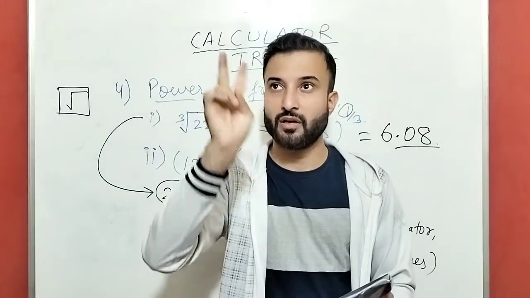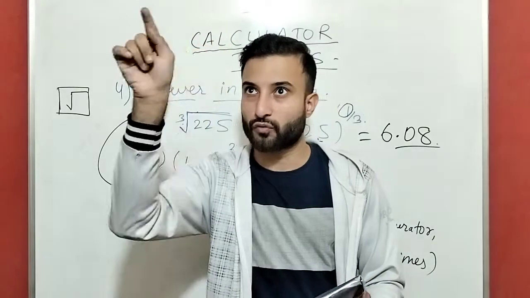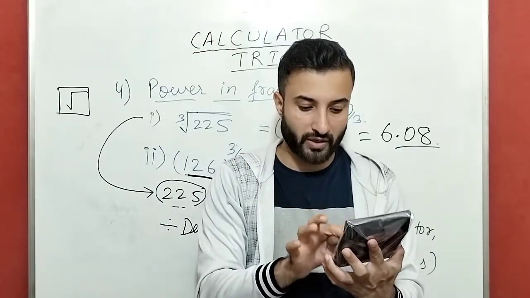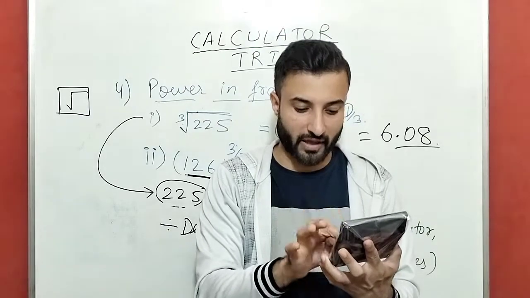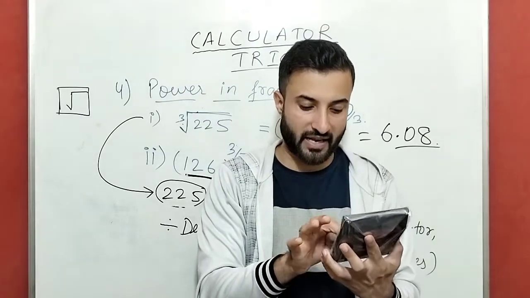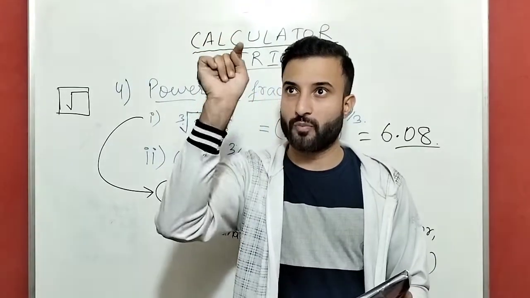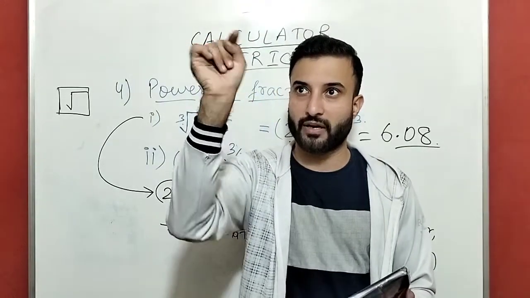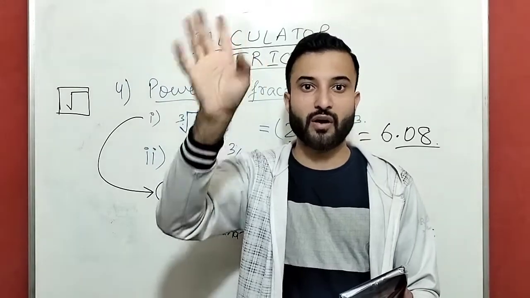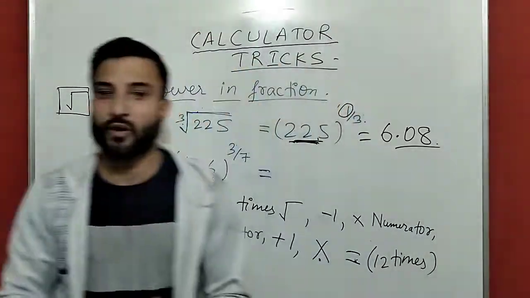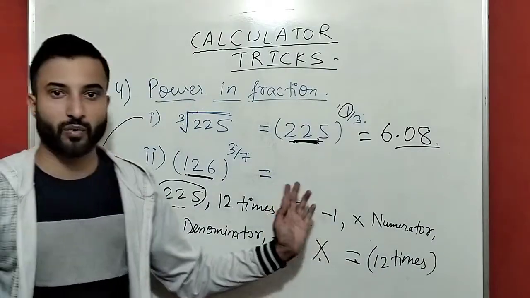Second step is 12 times square root. We will go for the square root button. Then we will type 12 times. So 1, 2, 3, 4, 5, 6, 7, 8, 9, 10, 11, 12. 12 times square root button. Whatever you will get, that is the second step. Third step, whatever answer you are getting, do minus 1.